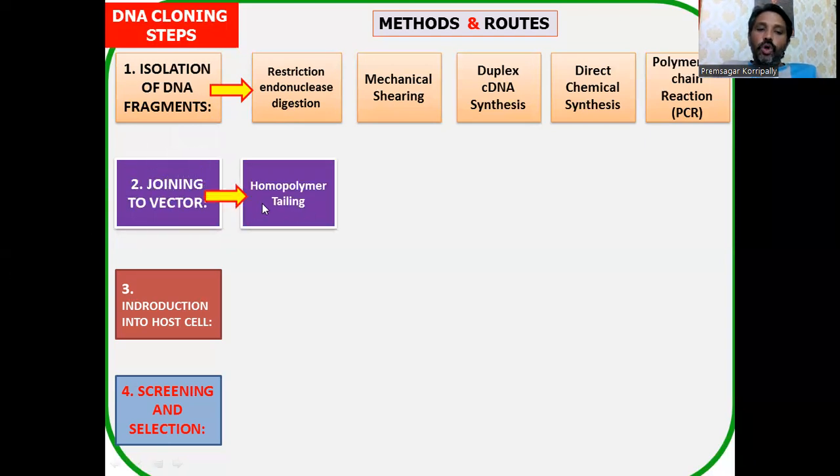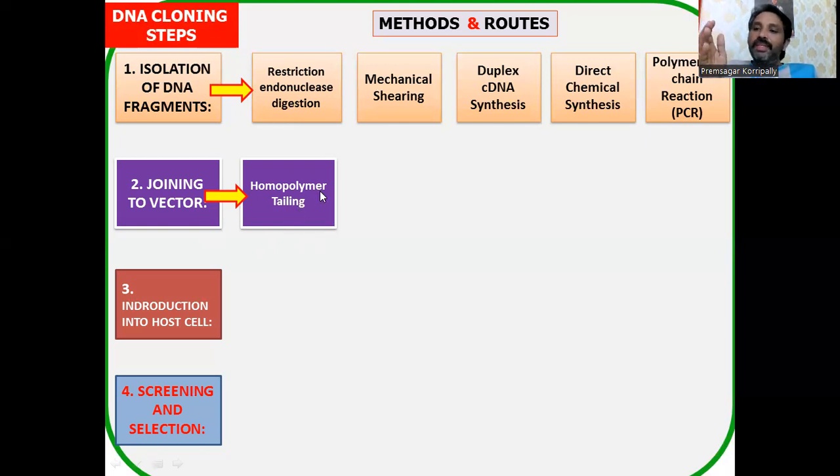The first one is homopolymer tailing. Homopolymer tailing is useful whenever DNA fragments have a blunt end. When they have a blunt end, they cannot be readily ligated with any known vector. So you can add homopolymers, that is poly A or poly T, poly C or poly G, to the insert by using the terminal deoxynucleotidyl transferase.